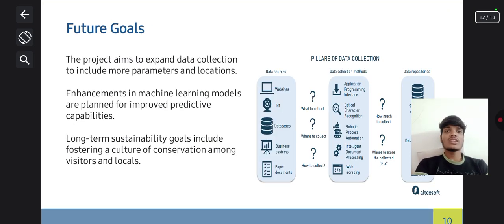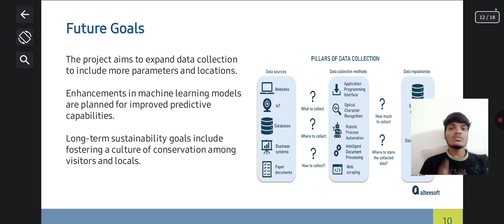Next, what are the future goals of Blue Eye Iceland? The project aims to expand data collection to include more parameters and locations. Enhancements in machine learning models are planned for improved predictive capabilities. Long-term sustainability goals include fostering a culture of conservation among visitors and the locals.